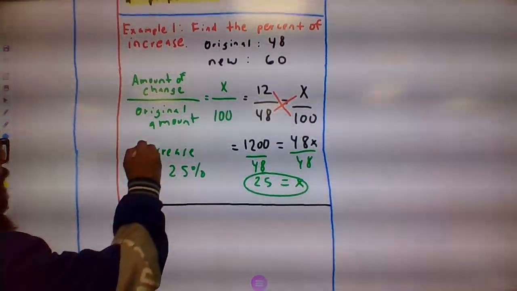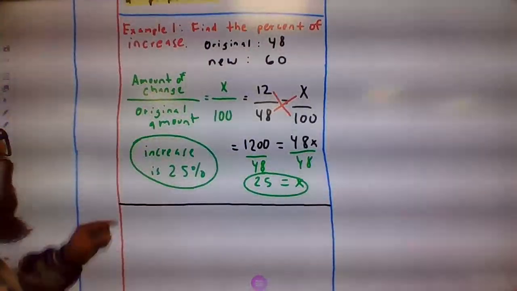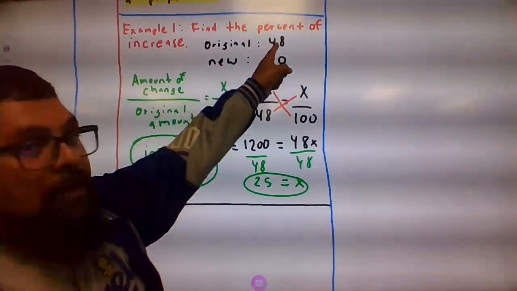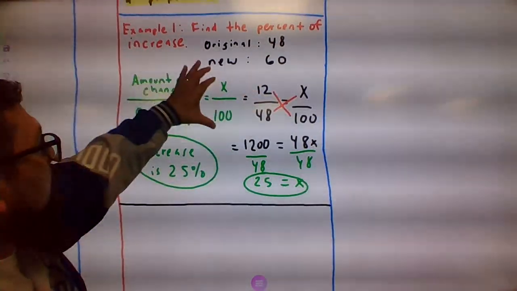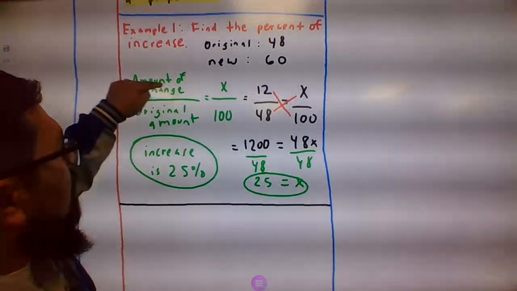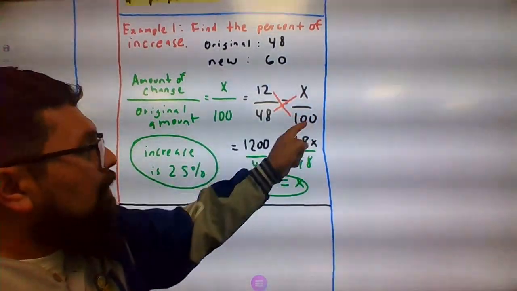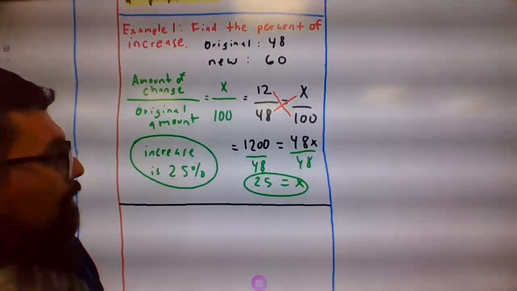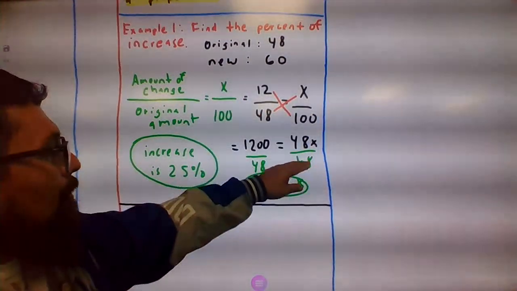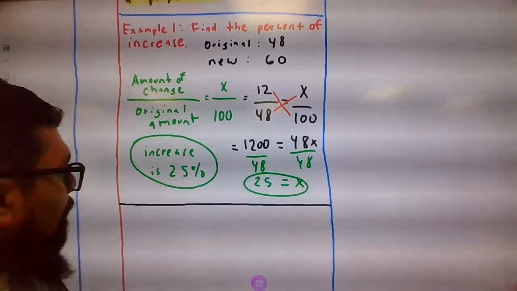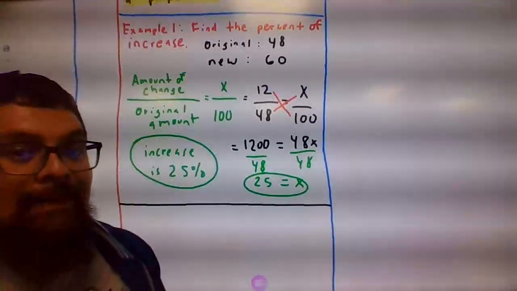So find the percent increase. We have the original, which is $48. The new price is $60 now. We set it as a proportion. The amount of change is 12, and then the original amount is $48. This is x over 100, because we have to set it as a percentage, right? Cross product, we get 1200, 48x, divide by 48, divide by 48, x equals 25. Because it's asking for the increase. Now, if it's backwards, then it's asking for the decrease.